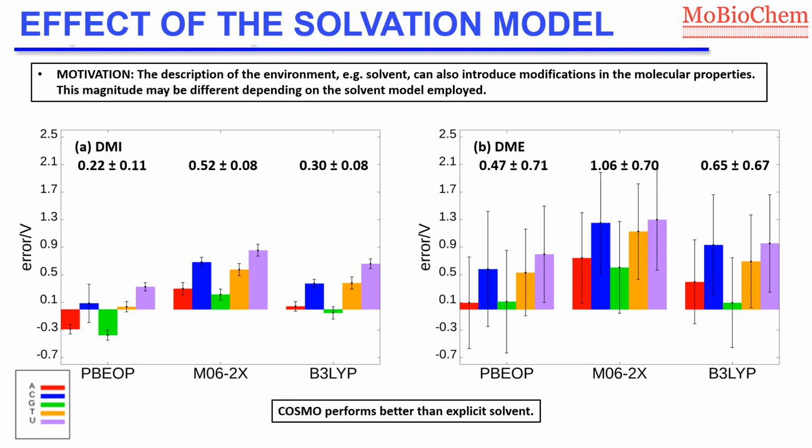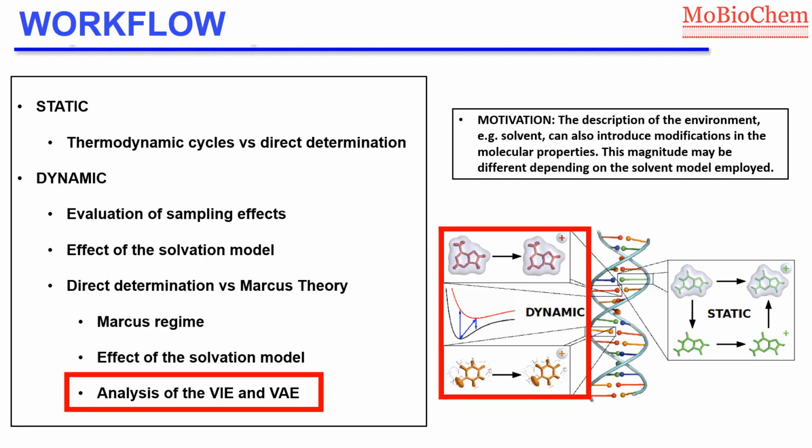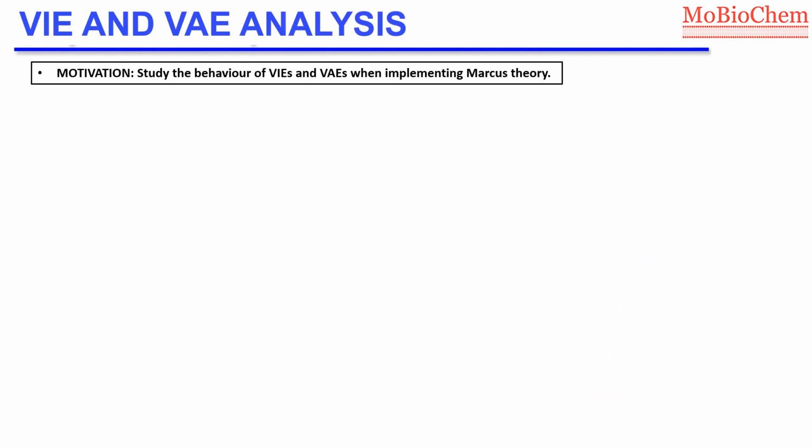Thus, polarization effects are again more relevant than specific interactions. So now the question is, what is the difference of applying either the implicit or explicit solvent model? So let's briefly explain the procedure to obtain the one-electron oxidation potential using the dynamic Marcus implicit protocol.